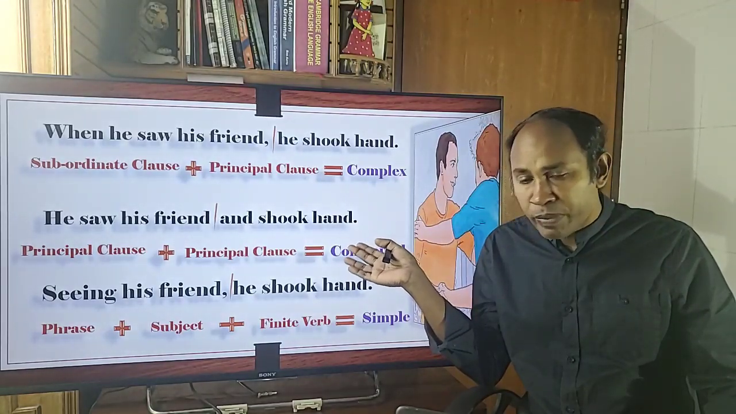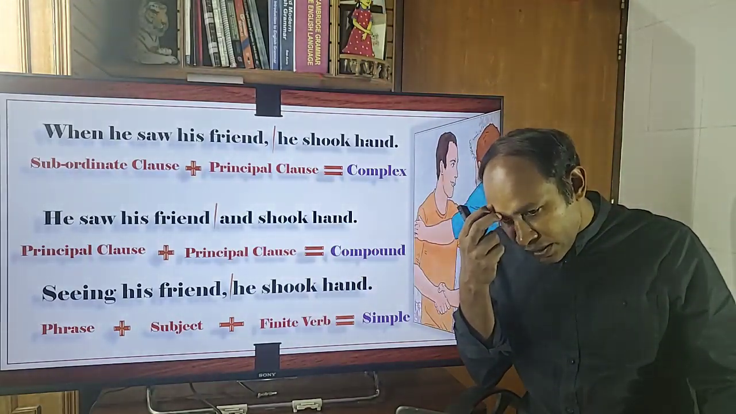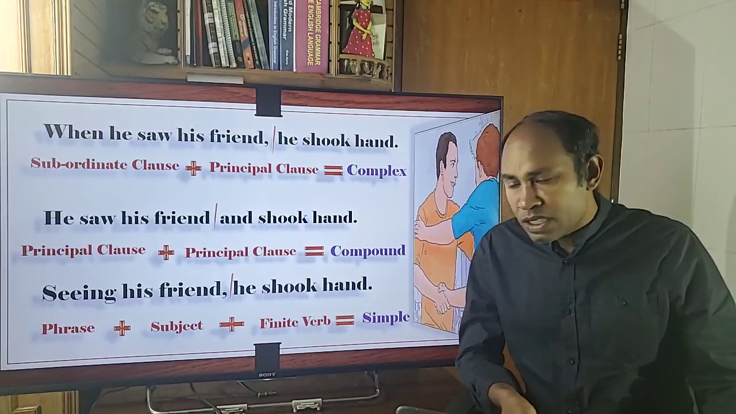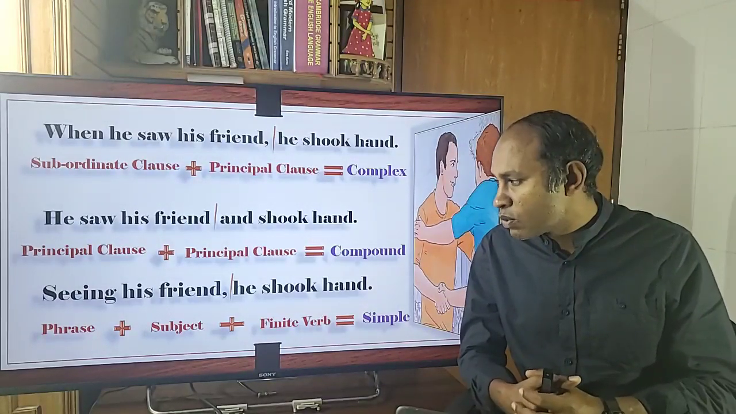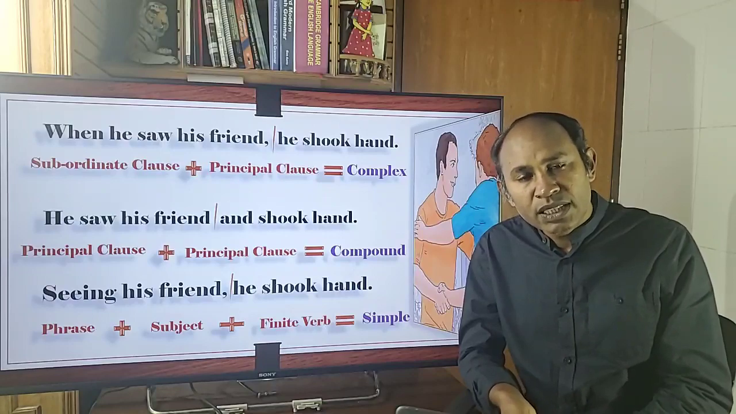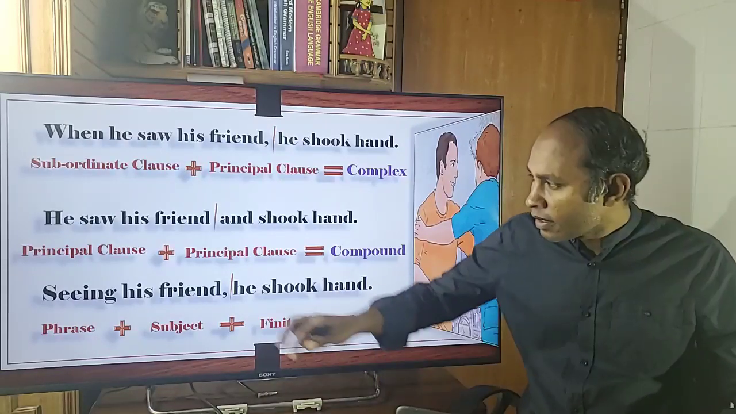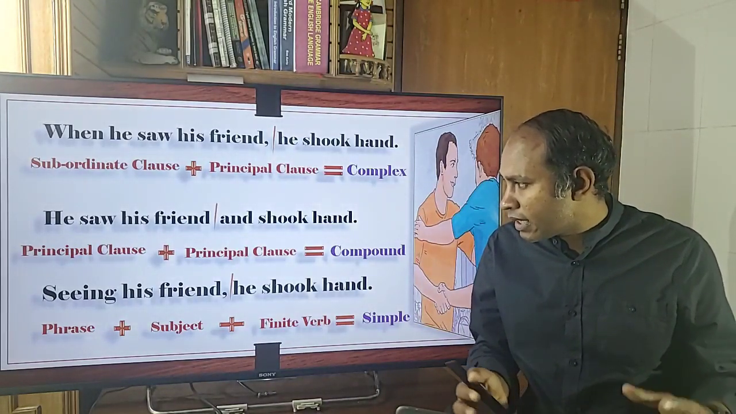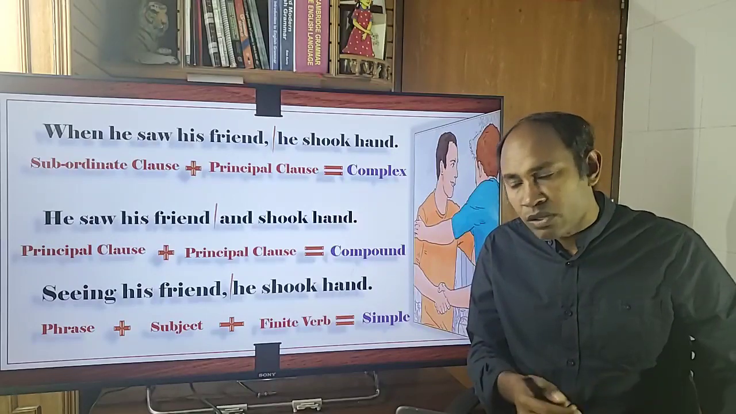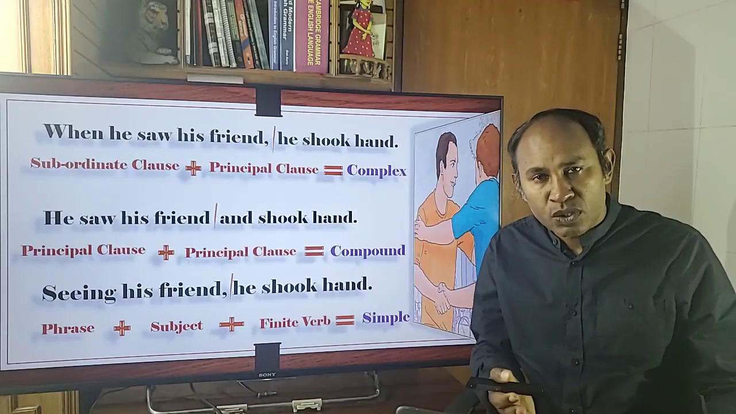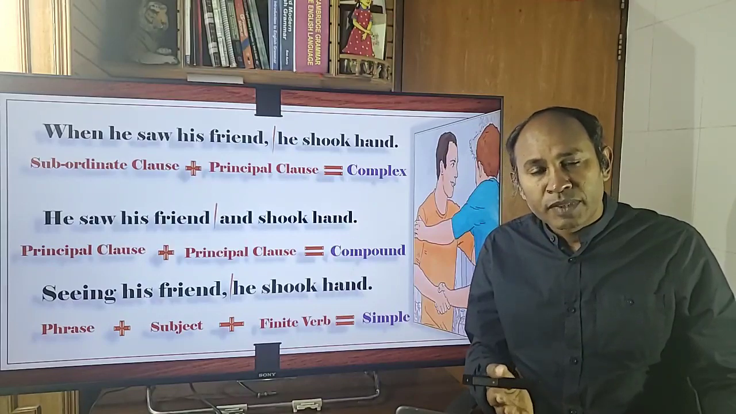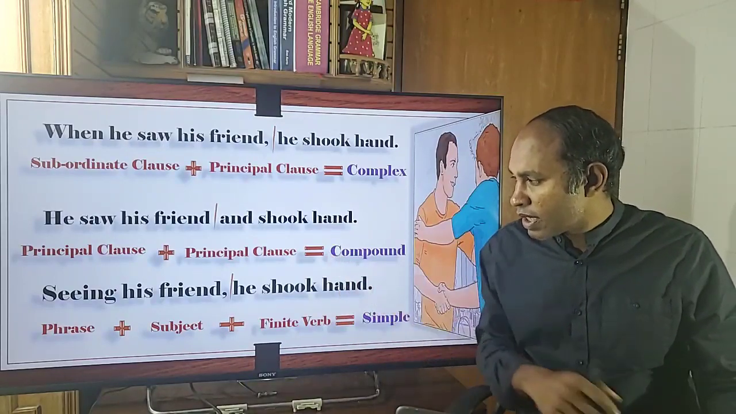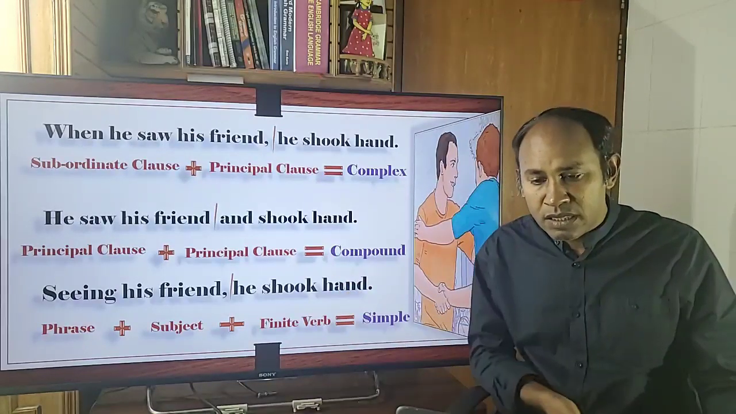Then if we go to a compound sentence, to make a compound sentence we need at least two principal clauses, and the two principal clauses are joined by a conjunction called a coordinating conjunction. Here the conjunction that you see, 'and', is a coordinating conjunction, and it joins the clauses, and those two clauses are principal clauses. So what is a compound sentence? A compound sentence is a sentence that has two or more principal clauses. So we came to know that, and now just look at this simple sentence here.